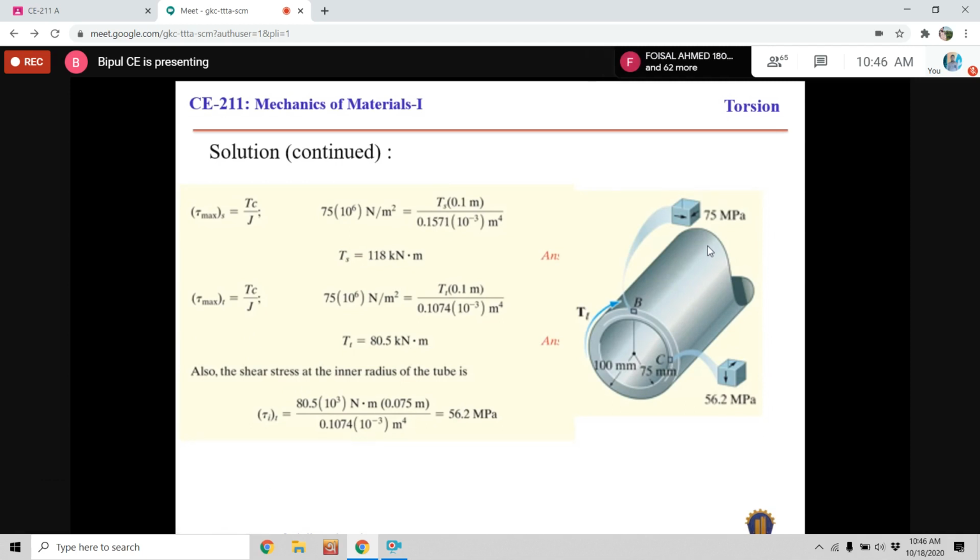Then if we draw the stress block, consider this one. This one is the tube, so it relates to this one. B is located at the outer surface, so here the stress will be maximum. The stress will be similar to 75. That is the strength of the material. I have explained in the previous class what strength is. Strength is the capacity of the material.